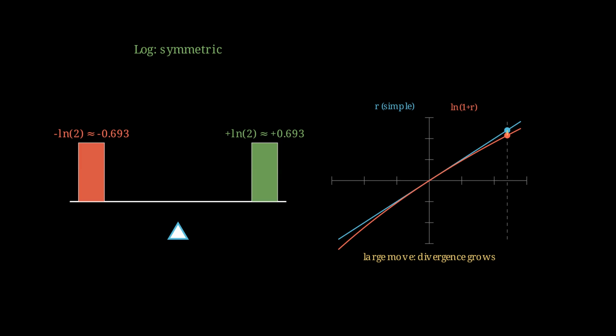Now here is the practical bridge between the two definitions. For small returns, say, less than 5%, the log return is approximately equal to the simple return. ln(1 plus r) is very close to r when r is small. This is why you will sometimes see them used interchangeably in the literature for daily data. But for large moves, earnings surprises, market crashes, they diverge, and the log form is the one you should trust.